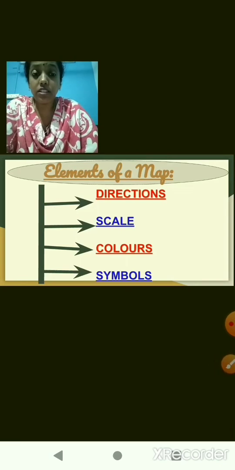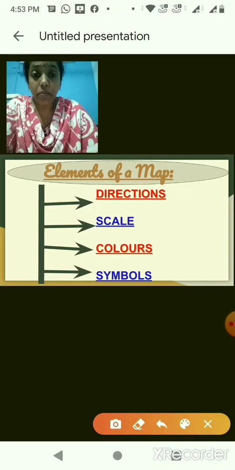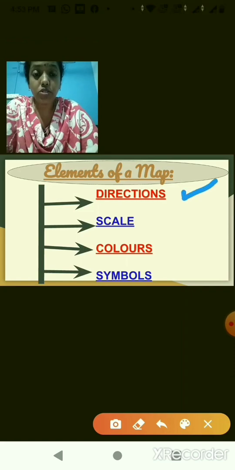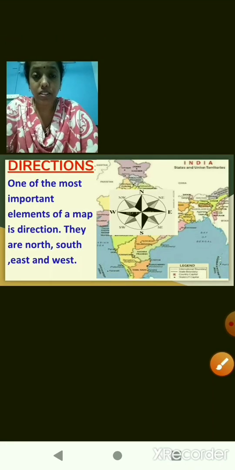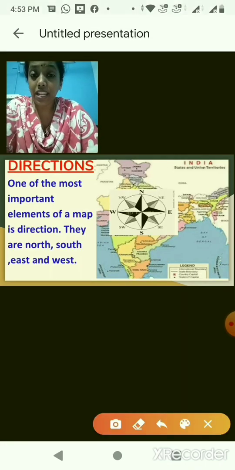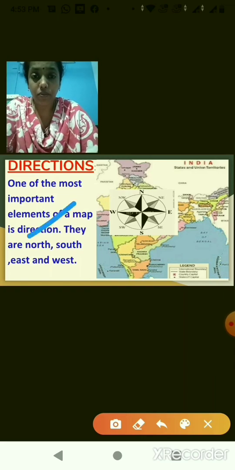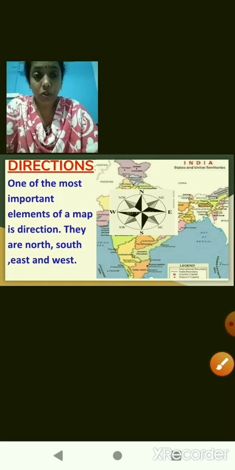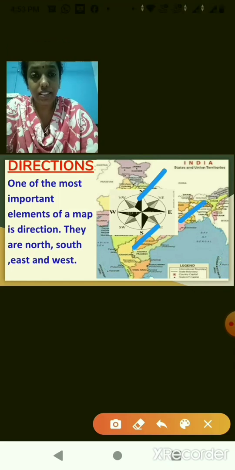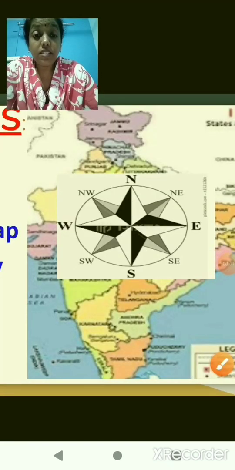Apart from this, children, we even learnt elements of a map, that is we completed the directions and the colors. Let us see what are directions. One of the most important elements of a map is direction. They are north, south, east and west. Children, here we have the directions. These are called cardinal directions.